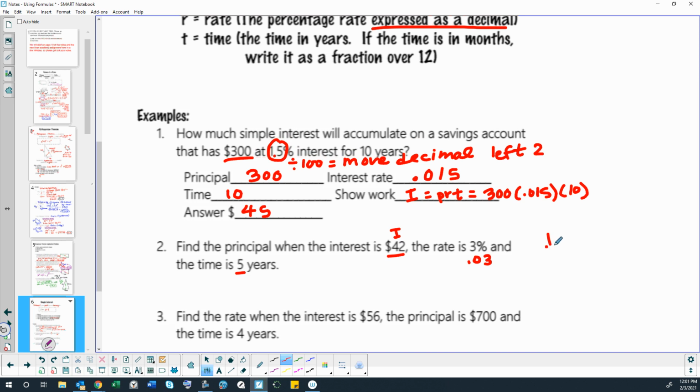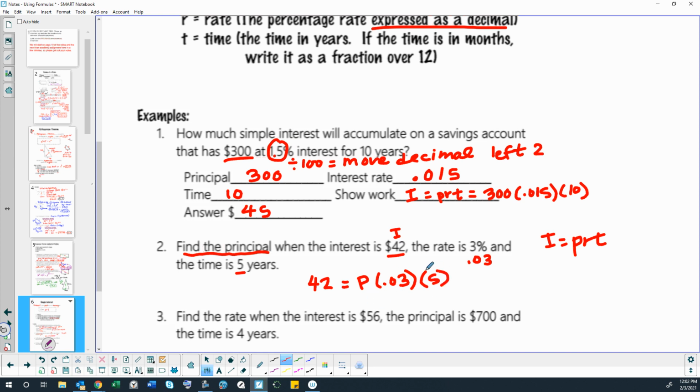So our formula, remember I equals PRT. Let's plug in what we know. So we're going to plug in 42 for I, so that goes at the beginning, and then an equal sign. We don't know what principal is. That's what we're trying to find, is the principal. So we're trying to find P. We know the rate is 0.03, and we know that the time is 5.